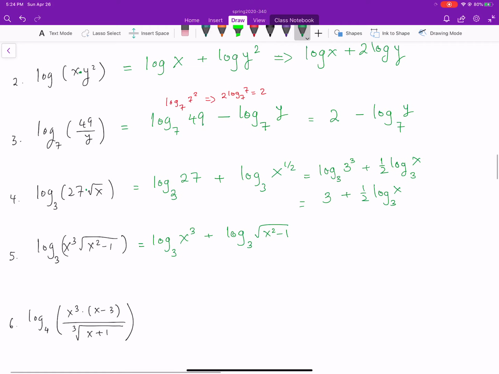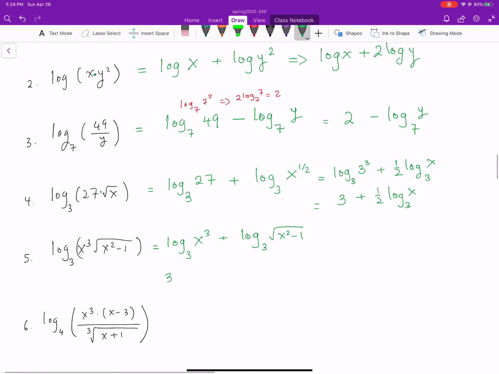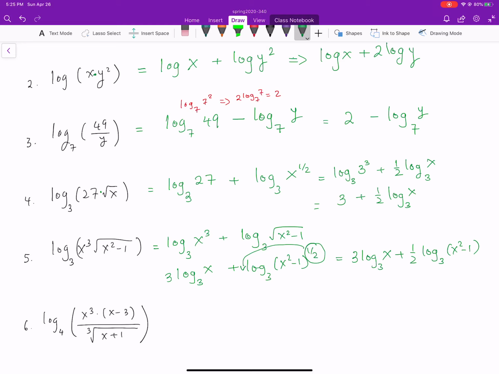I can drop the 3 in front so that this becomes 3 log 3 of x plus, and then the square root, I can rewrite that as a rational exponent. So that becomes log 3 of x squared minus 1 to the 1/2. And I can see also that I can drop this power in front over here. So my final answer would be 3 log 3 of x plus 1/2 log 3 of x squared minus 1. All right.